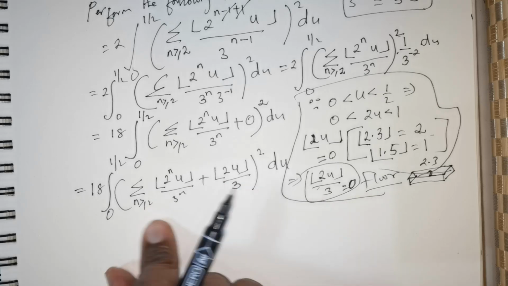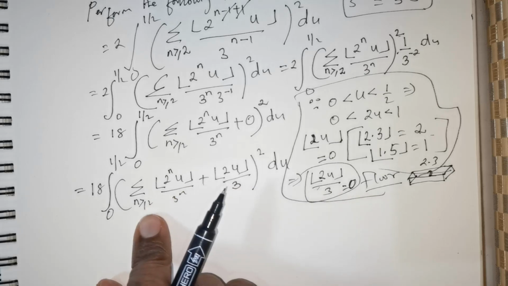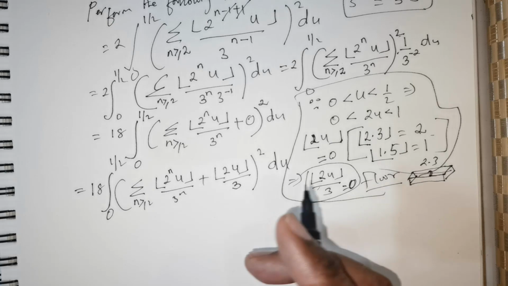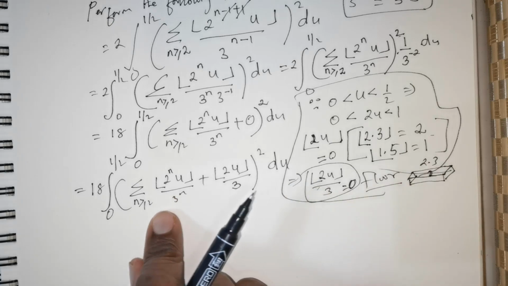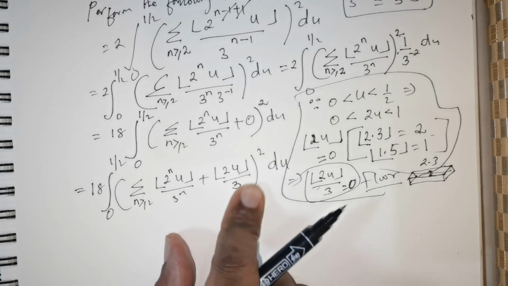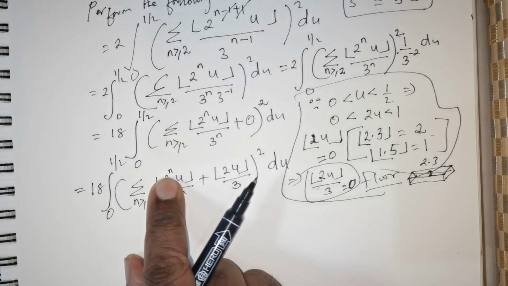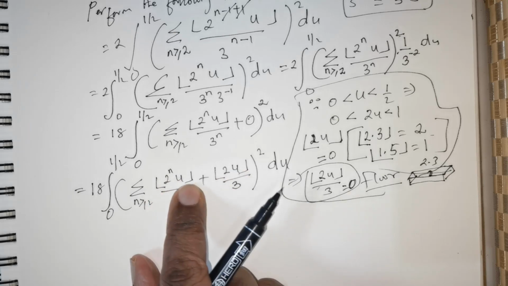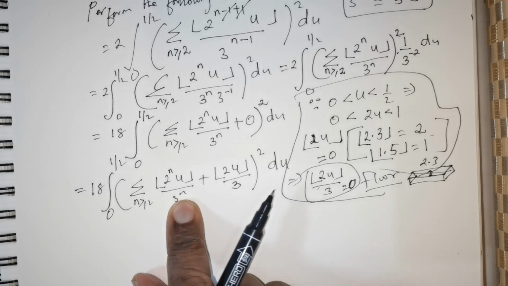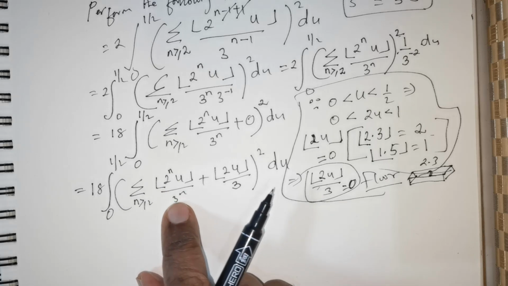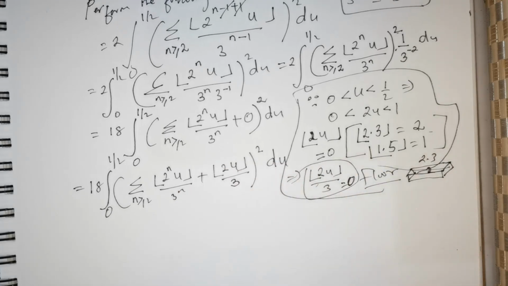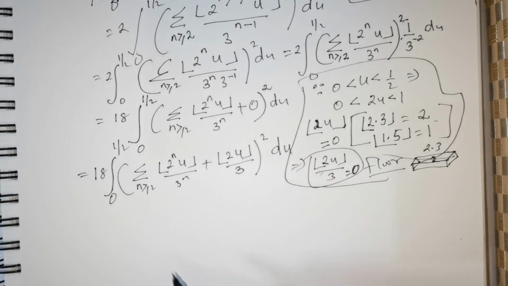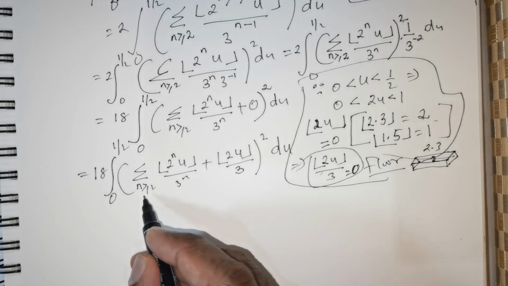a quantity which can easily be generated for n greater than or equal to 1. Right. So if I were to take the value when n is equal to 1, I would generate the first quantity. Because 2 raised to the power of 1 is going to be 2 and you got a u, and 3 raised to the power of 1 is going to be 3. So this is exactly what we are generating when n is equal to 1 onwards.